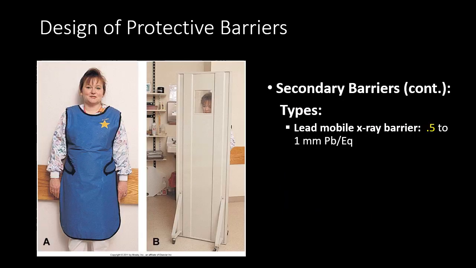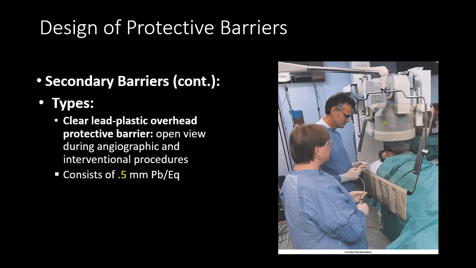Another one is the lead mobile X-ray barrier, and I thought it might be helpful to put the lead apron next to it. The lead apron is at least 0.5 millimeters for fluoroscopy, and so are the mobile lead barriers. 0.5 millimeters lead equivalency can go up to as far as 1. Another one is the clear lead plastic overhead protective barrier, which is an open view during angiographic and interventional procedures, and it consists of 0.5 millimeters lead equivalency. So here's the opening they're talking about.